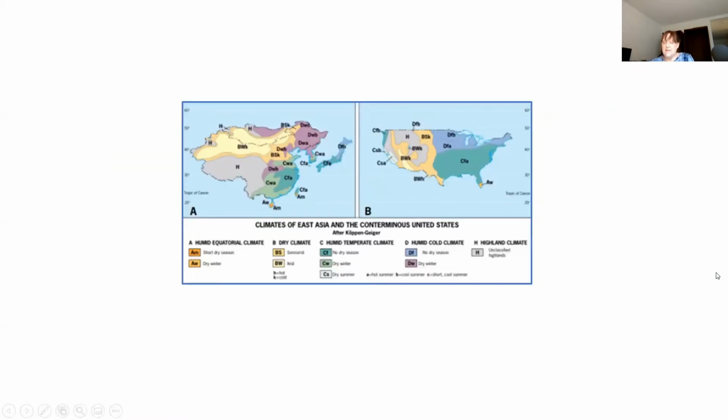All right, climates. We can see that in the western part of China, you have H, which is the highland, and then you have these huge swaths of deserts. The southeastern portion is very similar to the southeastern portion of the United States. And then the northeastern portion is also the humid cold climate. So in both of these areas, you can grow crops. There's good vegetation. It's just that one is a little bit drier than the other.